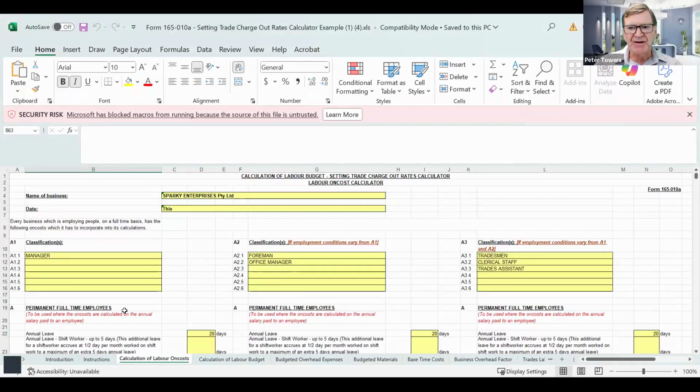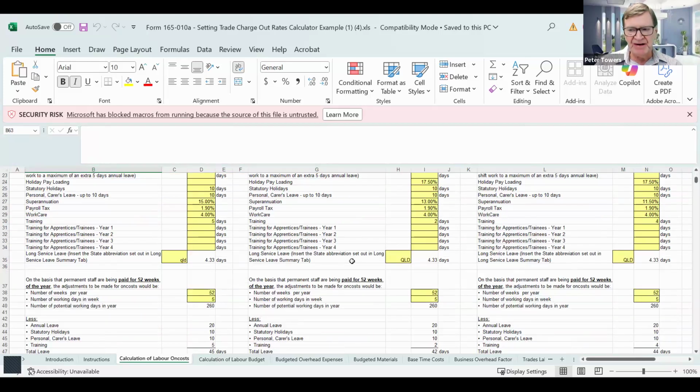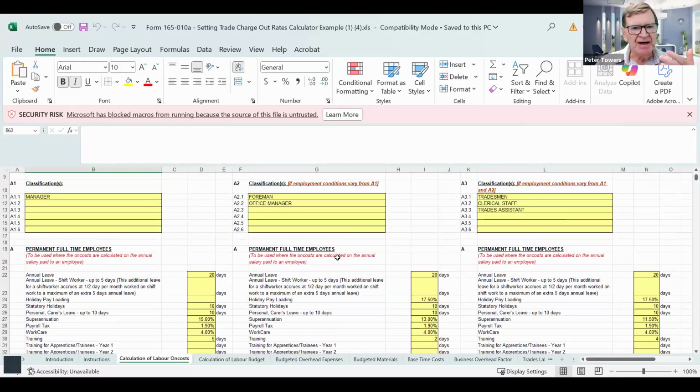There are three main categories: permanent full-time employees, part-time employees, and casual employees. In each, there are 6 of these classifications: A1, A2, A3, and then continuing on, A4, A5, A6. And that same process is repeated in the part-time employees and the casual employees. Within each of those segments, A1, A2, etc., there are 6 lines.